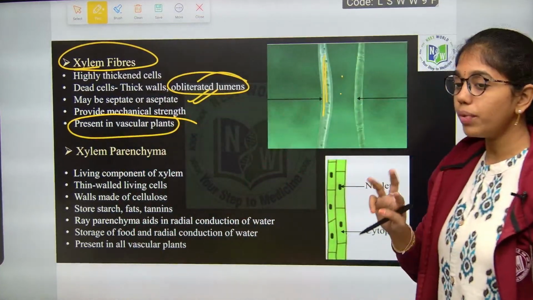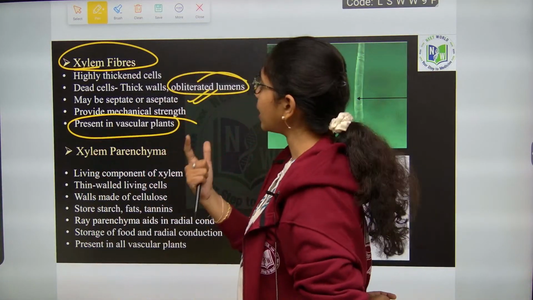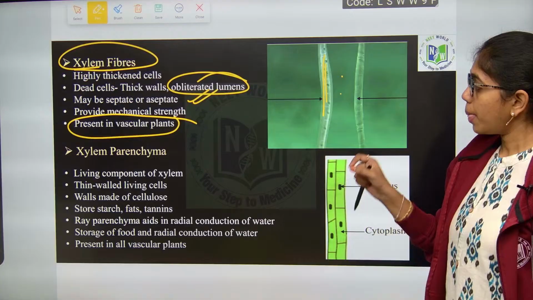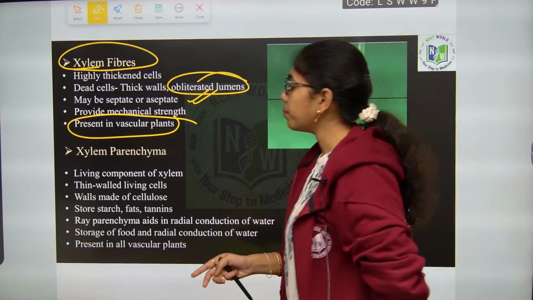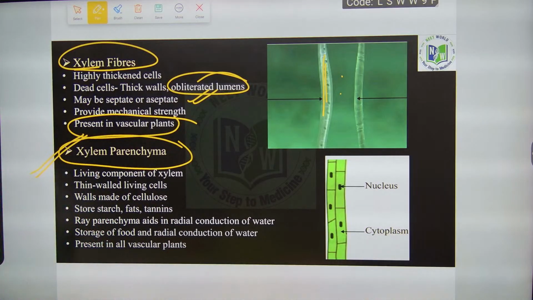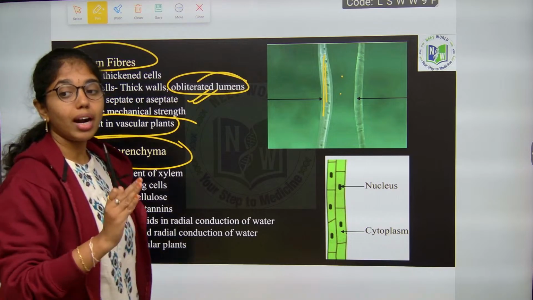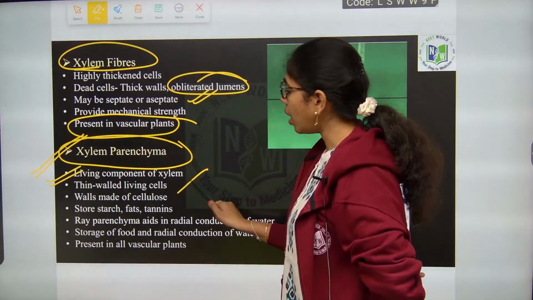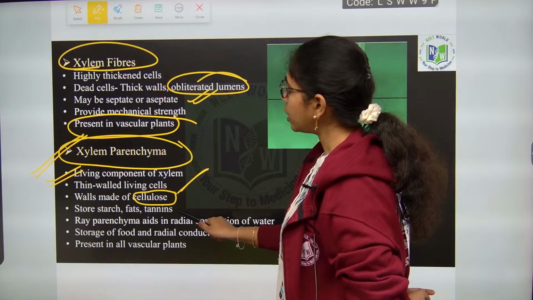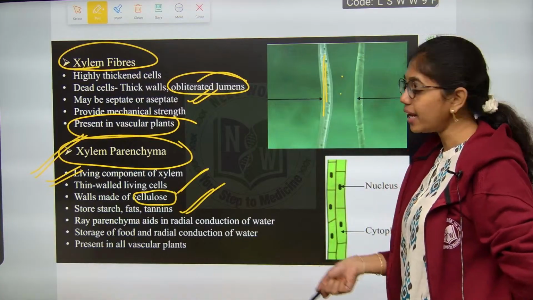So here we are done with three components of xylem tissue. One is tracheids, second is vessels and third is xylem fibers. All three are dead components of xylem. Now, the only living component of xylem is xylem parenchyma. It has thin walled living cells. Their walls are made up of cellulose. They store food materials and secondary metabolites like starch, fats, tannins and resins.